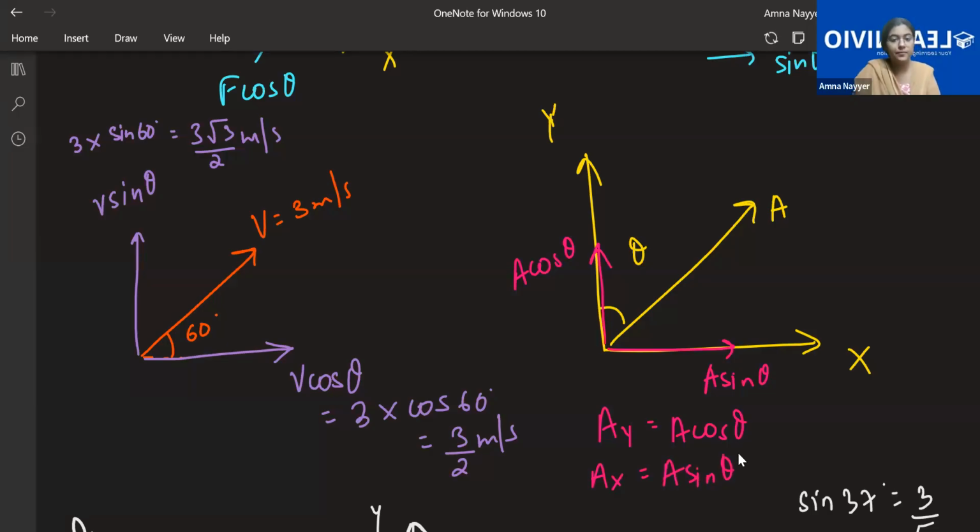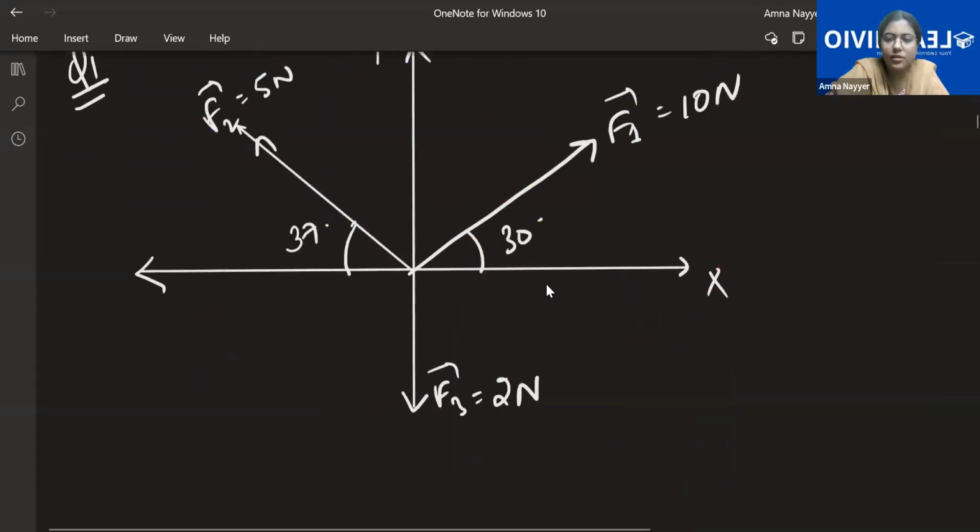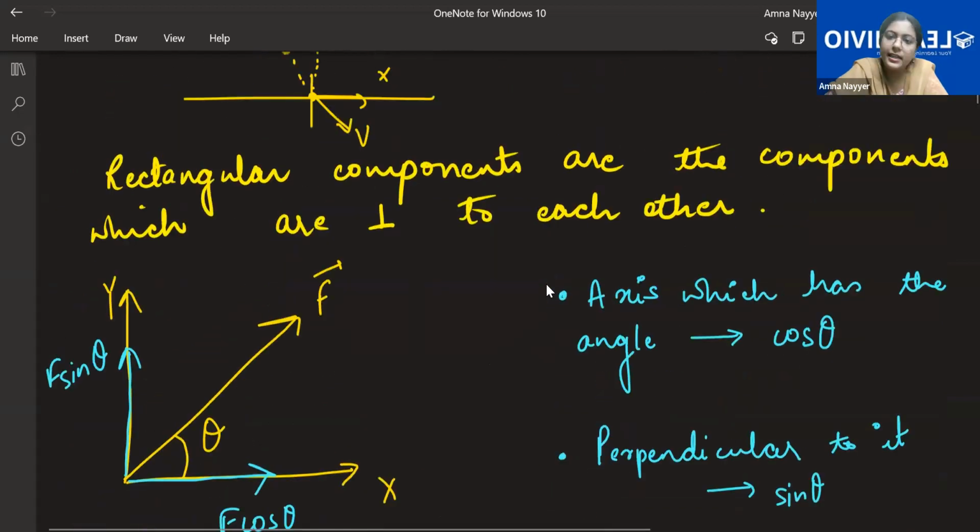So this is not fixed. You remember the adjacent angle: whatever is adjacent to the angle will become cos theta, and the perpendicular one will become sine theta. That's it, even when the angle is changed. Don't remember it in terms of axis or anything. If I change the angle to here, this will become cos theta. That's how we write. So we'll practice this question, and it will become a little clearer. Write it till here first.